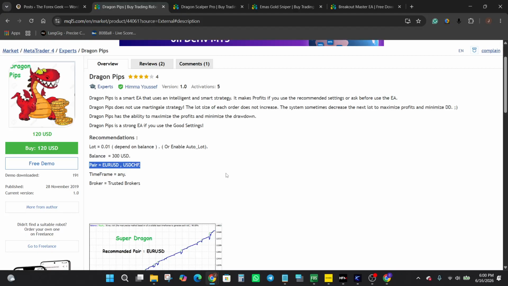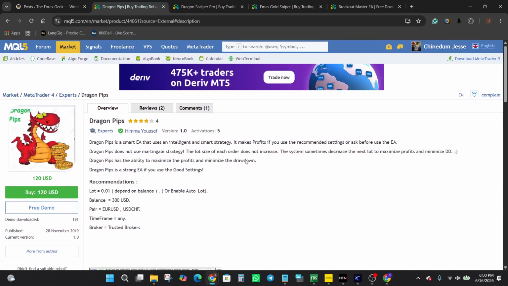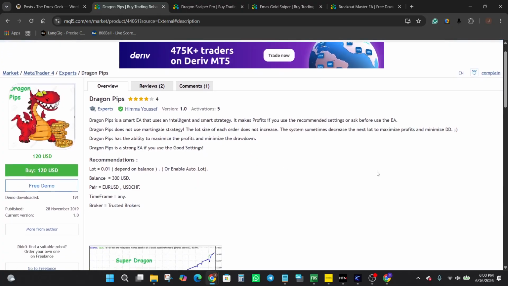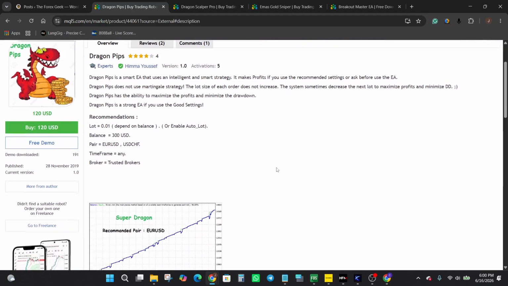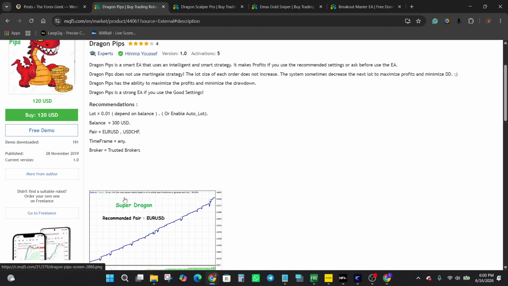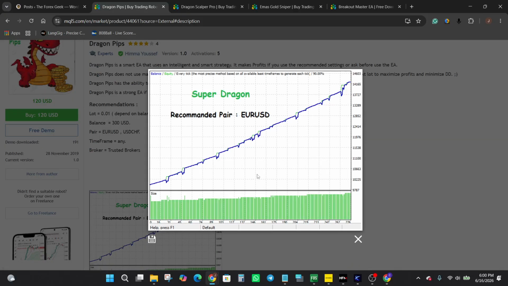Before moving into the backtesting section, it is worth noting that the developer recommends using trusted brokers, although no specific broker requirements are provided beyond that recommendation. Now, let us transition into the historical backtesting results. As always, historical backtests should be viewed as historical analysis rather than an indication of future performance.